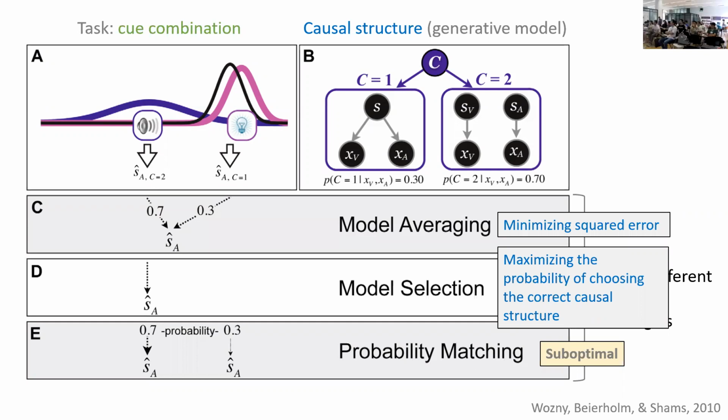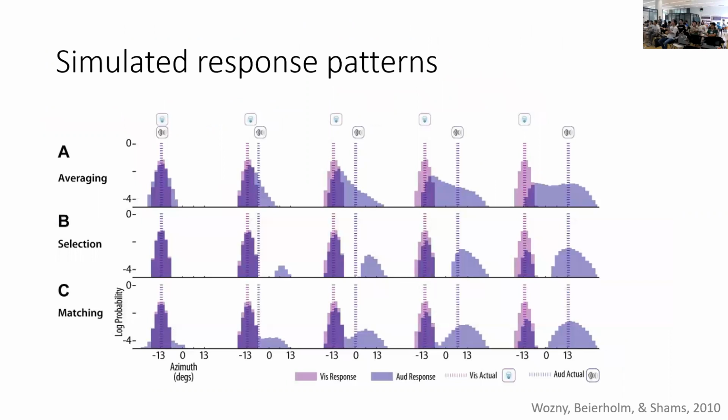So we go on to show what they would do. The first thing to do is to build the models, and we already have the models. The second thing they do is to show what these three decision strategies would predict. The first row, second row, and third row are respectively averaging, selection, and matching.